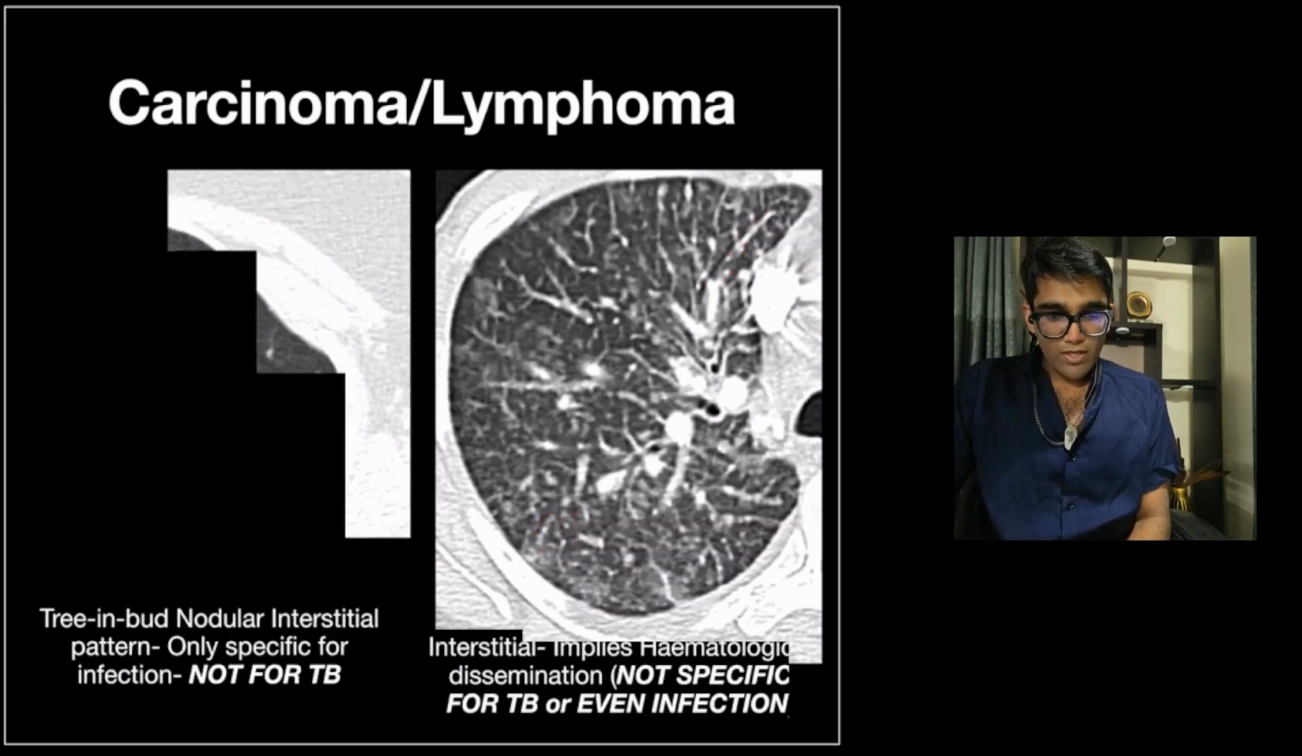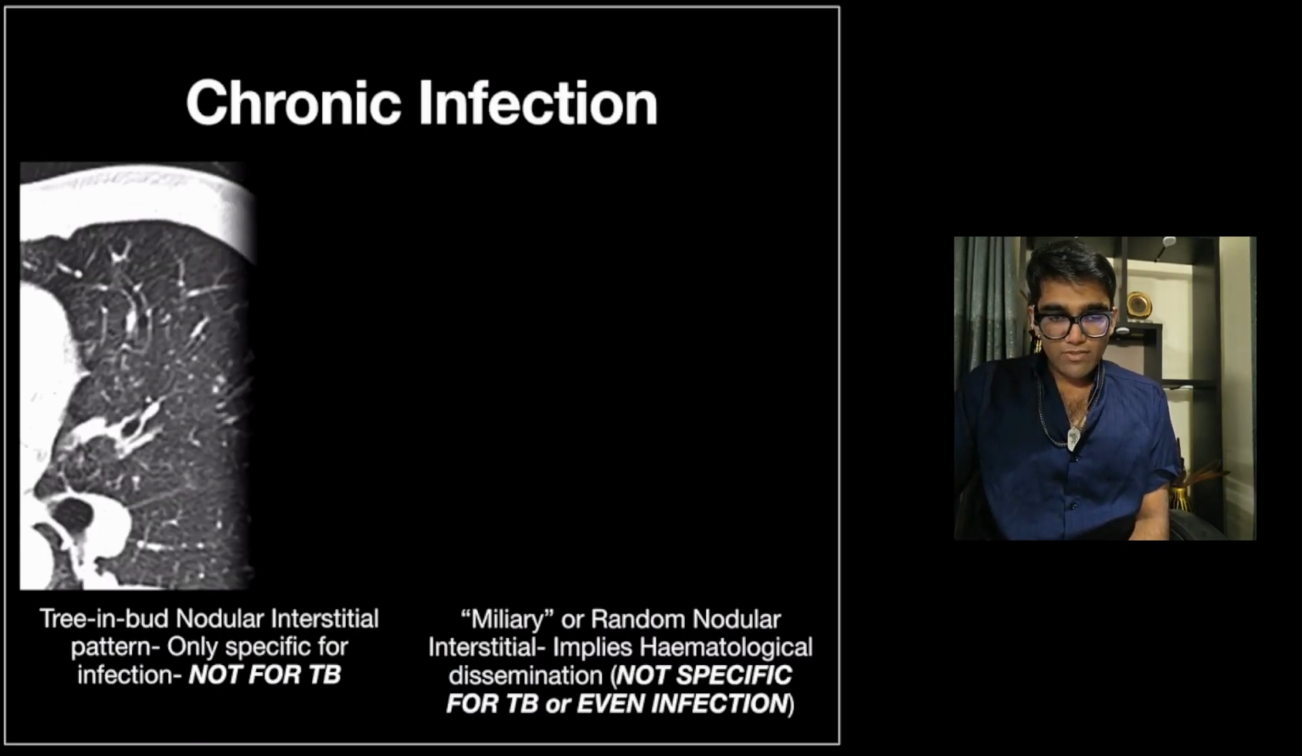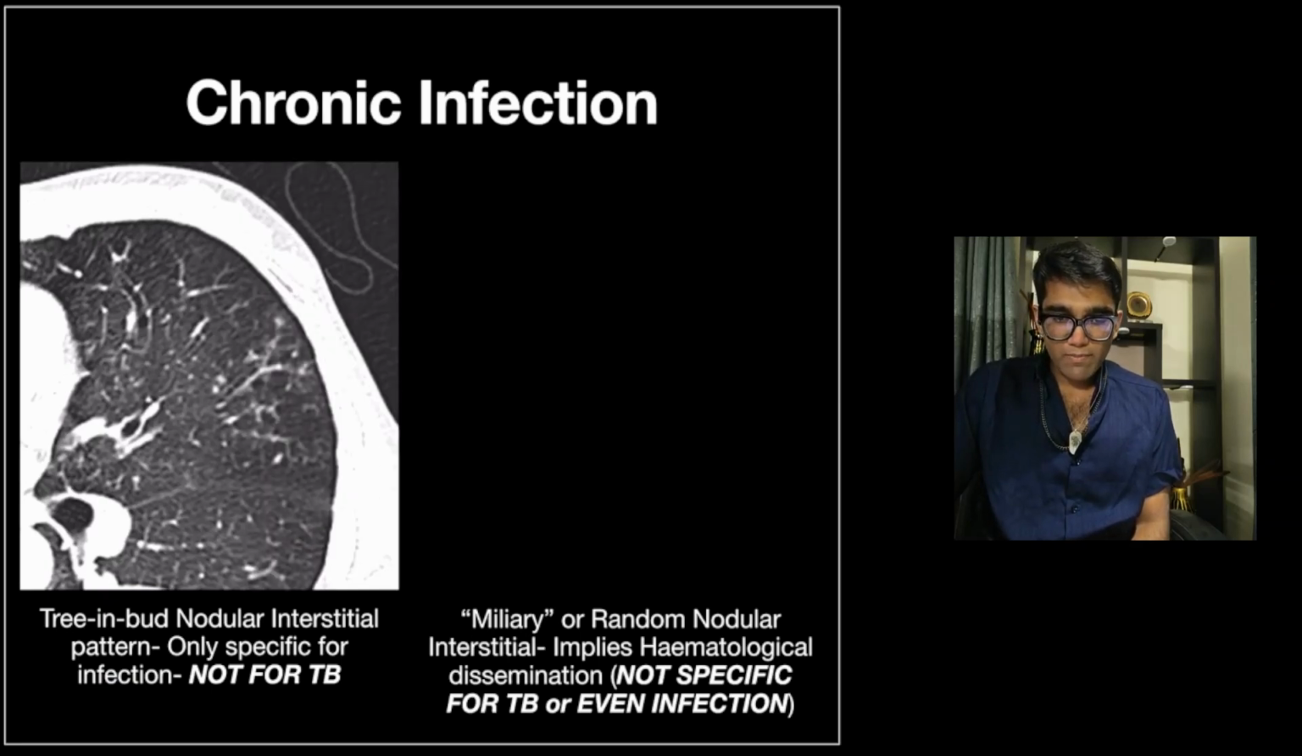On the other hand, chronic infections would have a tree in bud nodular interstitial pattern. So why am I calling this a tree in bud pattern? Again, it is sparing the pleura. It is sparing the interlobar fissures. There is no pulmonary artery studding, and the nodules seem to be joining into each other. So they produce a tree in bud pattern.